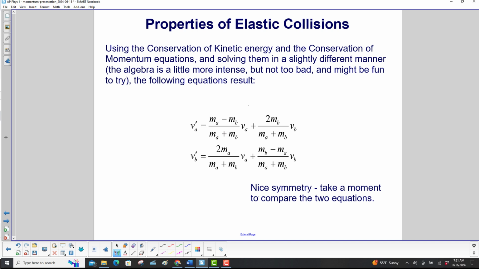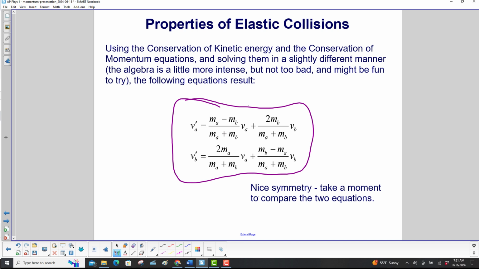Using the conservation of kinetic energy and the conservation of momentum equations and solving them in a slightly different manner, where we don't get rid of the masses, the algebra is a little more intense, but not too bad. It might be fun to try. We wind up with these equations. Now, you're not going to be accountable for these equations on the AP exam, but it's going to show how certain elastic collisions work. So we have some nice symmetry here.